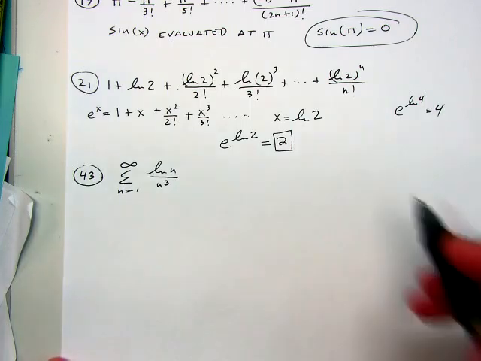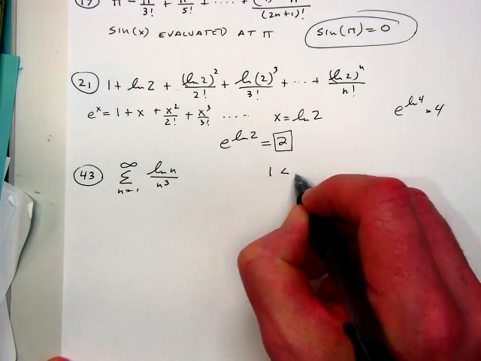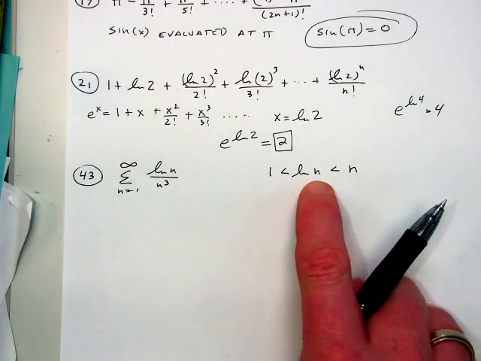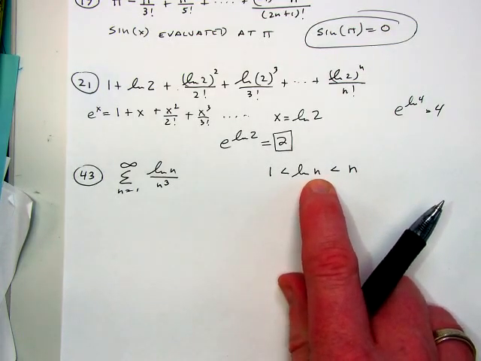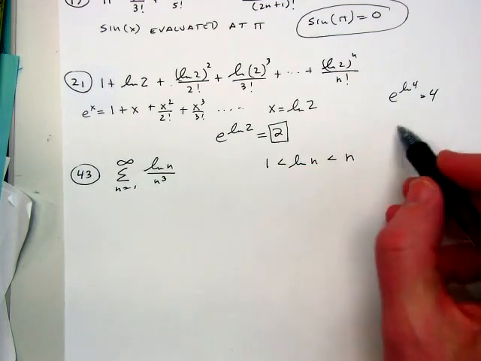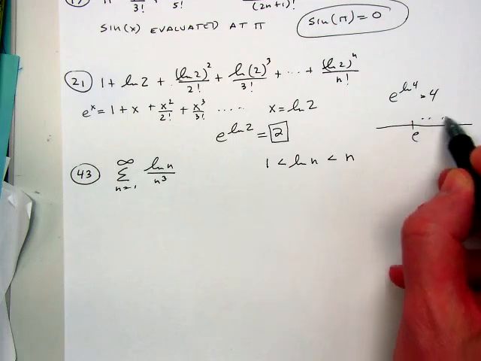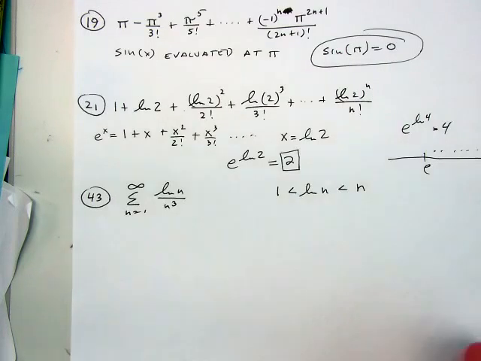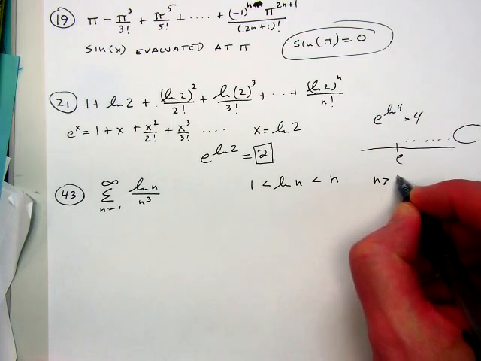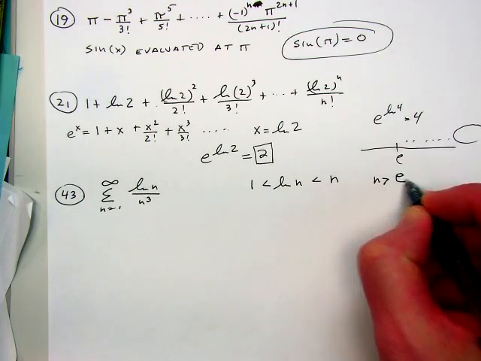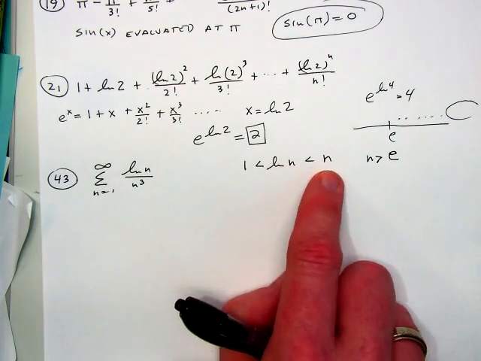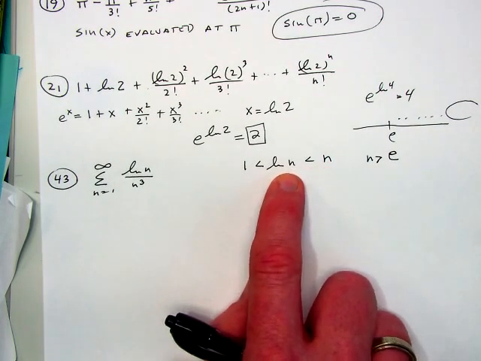So, for some value of n, in fact, this is true as long as n is bigger than e. If you think about it on a number line, here's e. Everything after that is where we determine whether it converges or diverges. So we can make this statement as long as n is greater than e. And we know that the natural log of n is always smaller than its input of n.